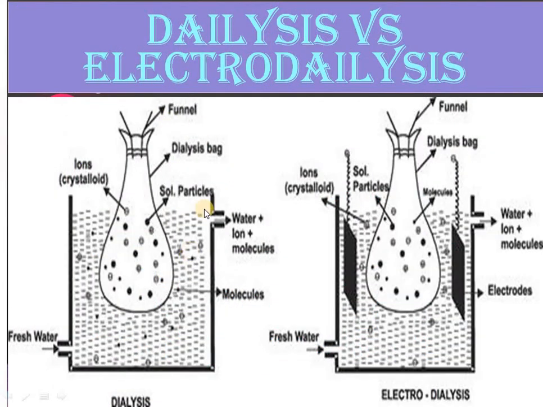So we can say, by comparing both methods, the only difference is these metal plates or electrodes, which are used to apply the current and make the process faster, which is slower in dialysis. Here it will be faster.